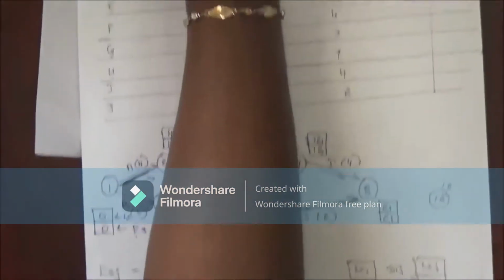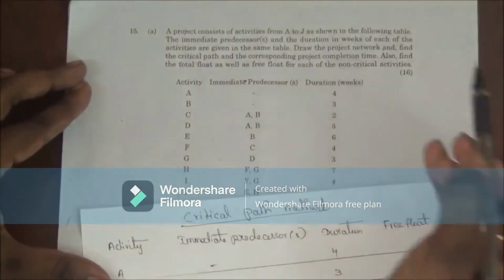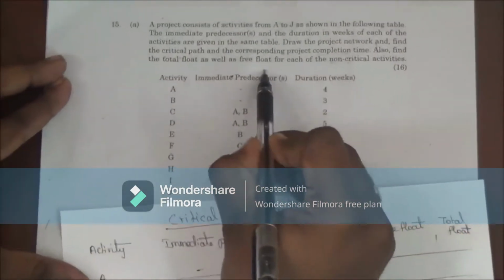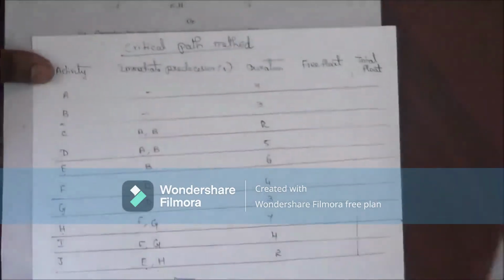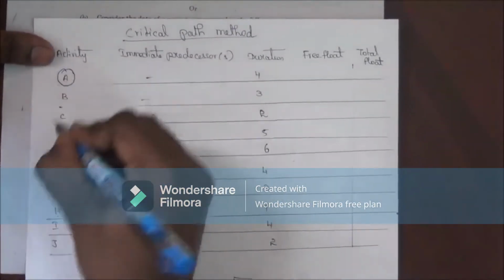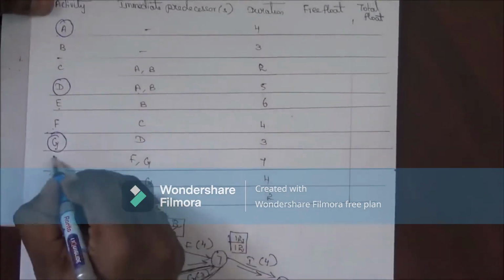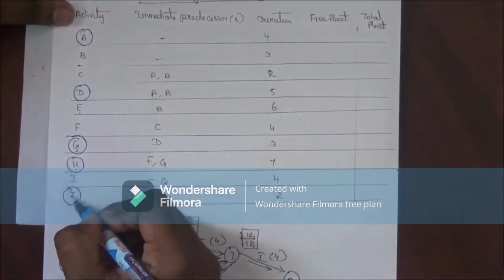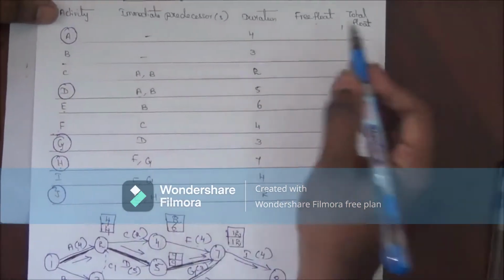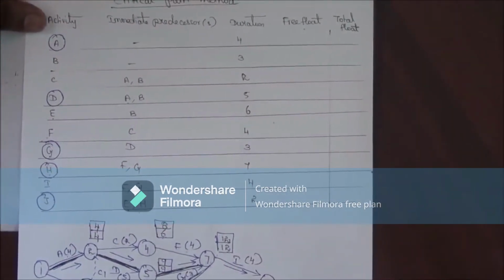We have calculated the critical project network, critical path as well as the project completion time. Now we have to calculate the total float as well as the free float for the non-critical activities. We already know that the critical activities are A, D, G, H as well as J. So for all these critical activities, we have the free float as well as the total float as 0. Otherwise, if you want, we can also calculate the formula.